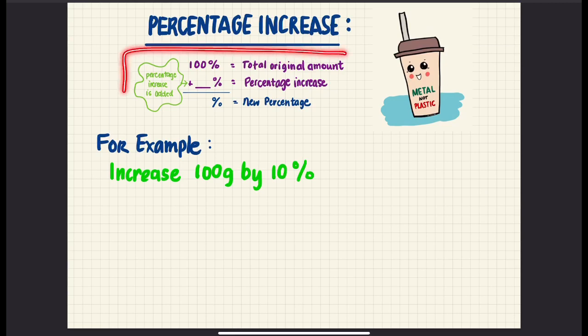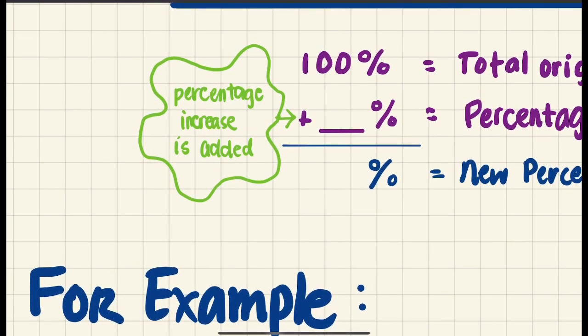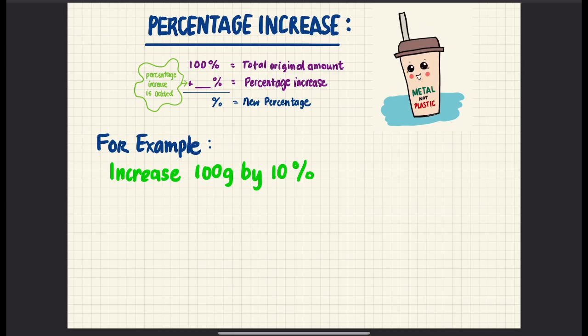So if you look, this is the formula we're going to use, okay? 100% represents the total percentage of the original amount. This is percentage increase, and over here, percentage increase is added because it makes the original amount bigger. When you add the original plus the increase, you will get the new percentage. So let's look at the example below.